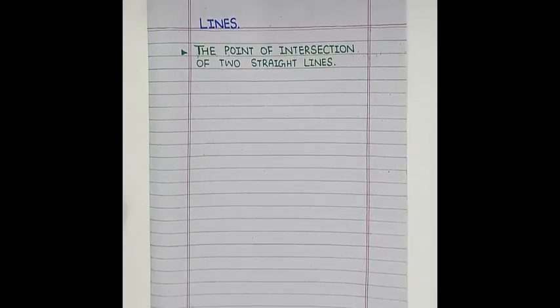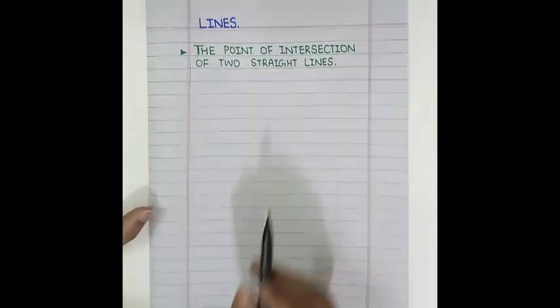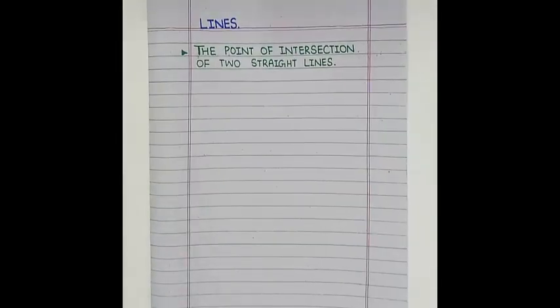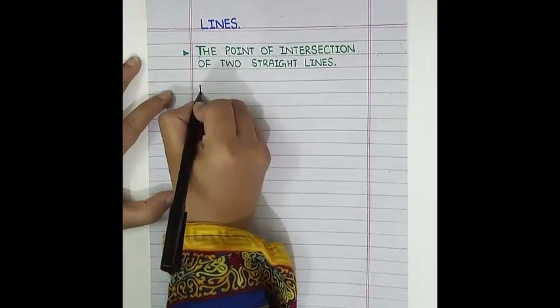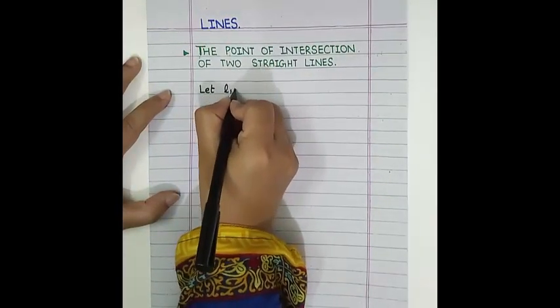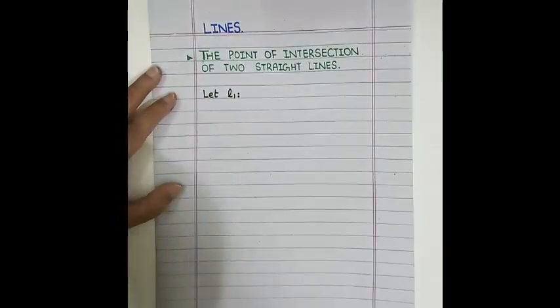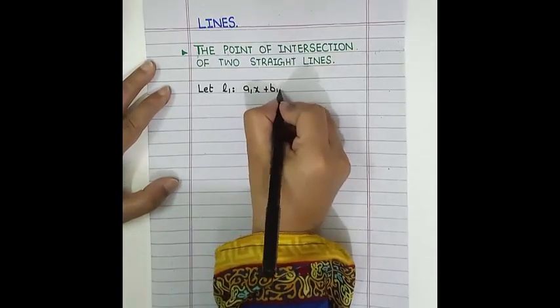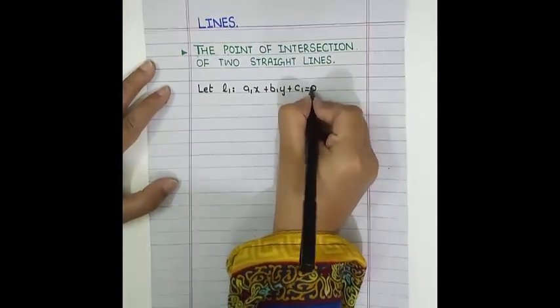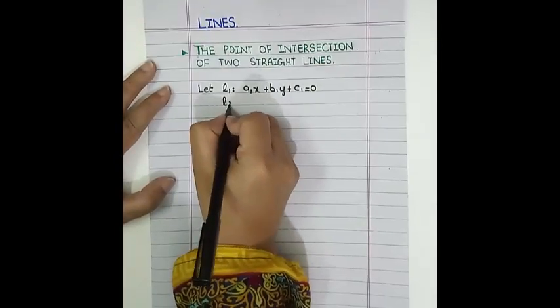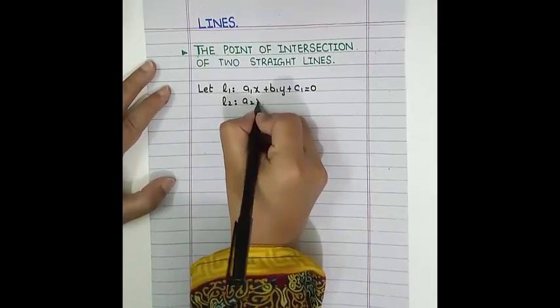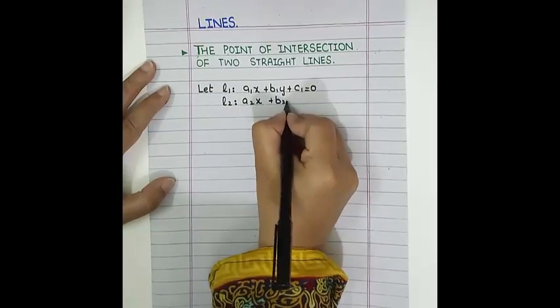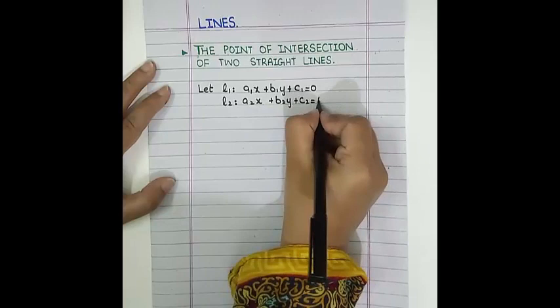Today our topic of discussion is the point of intersection of two straight lines. If we are given two straight lines, we will discuss their point of joint, meet, or you can say intersection. So let us take two lines. Let the line L1 have the equation A1x plus B1y plus C1 is equal to 0. And let a second line L2 have the equation A2x plus B2y plus C2 is equal to 0.